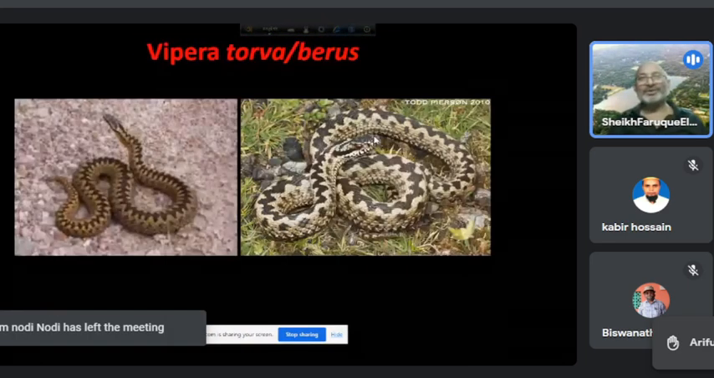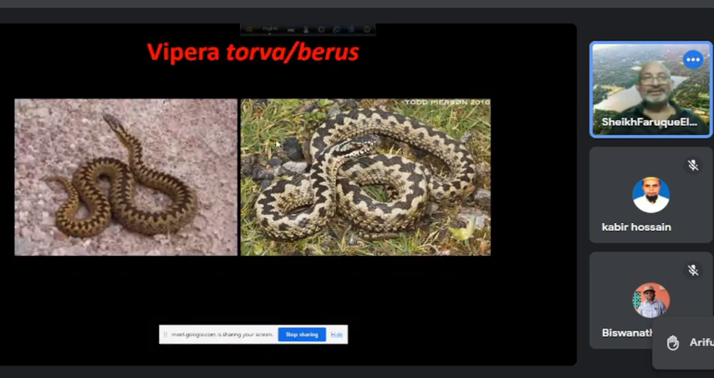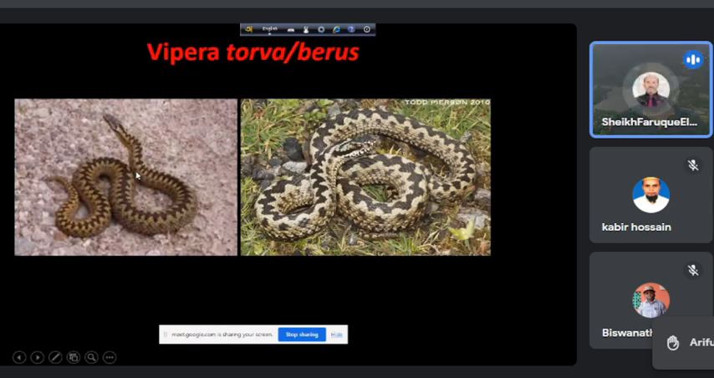Oh my God. This is called Vipera. This is Vipera, left side Vipera torba, right side Vipera berus. Very, very dangerous drug.